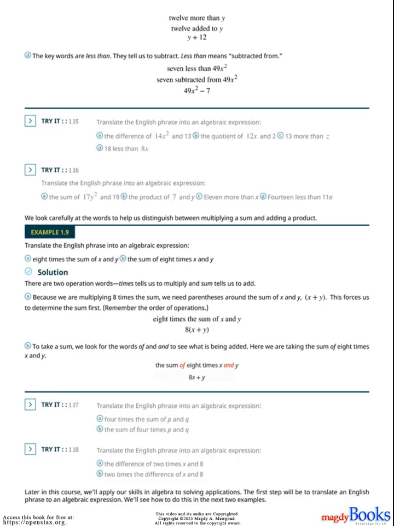A. Because we are multiplying 8 times the sum, we need parentheses around the sum of x and y. Open parenthesis, x plus y, closed parenthesis. This forces us to determine the sum first. Remember the order of operations. 8 times the sum of x and y. 8, open parenthesis, x plus y, closed parenthesis.